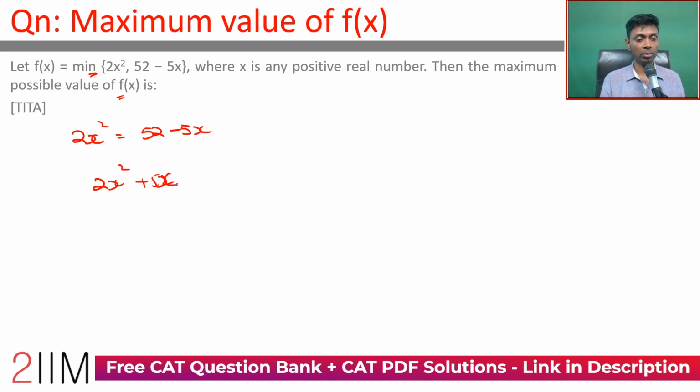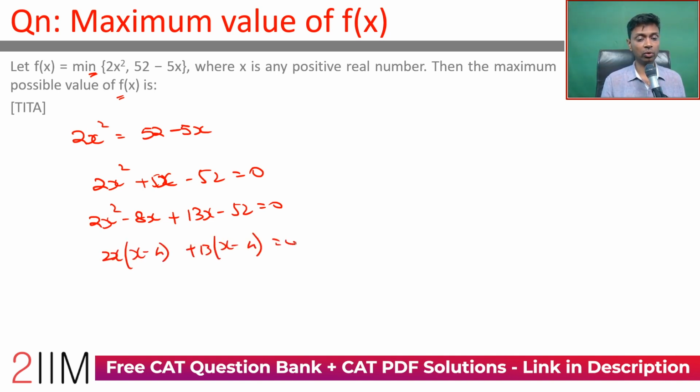2x square plus 5x minus 52 is 0. 2 into 52 is 104. This is 2x square minus 8x plus 13x minus 52 is 0. 2x into (x minus 4) plus 13 into (x minus 4) is 0. 2x plus 13 into (x minus 4) is 0. X is either minus 13 by 2 or x is 4. Talking about a positive real number, x should be 4.